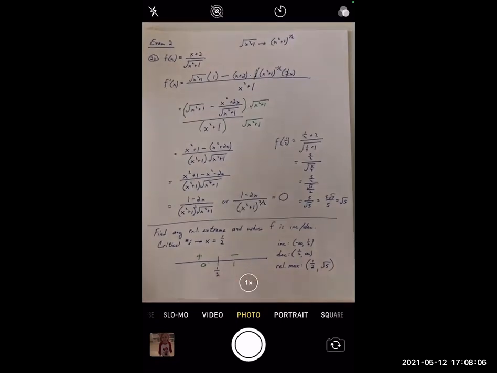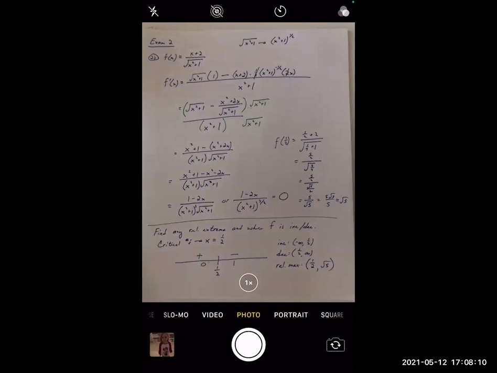All right, nice job on that one. Do you have any questions on what we did? No, I think it's just finding the derivative. I forgot about the extra one, the square root of the x squared plus 1 in the denominator. Yeah, that'll do it.